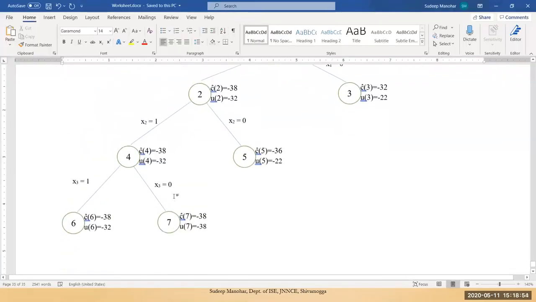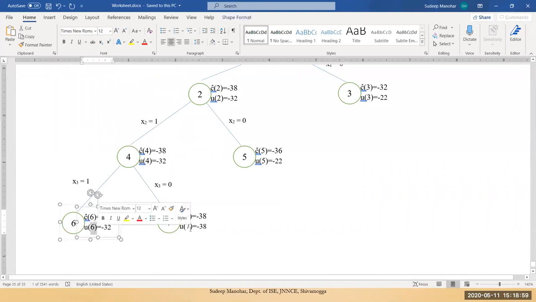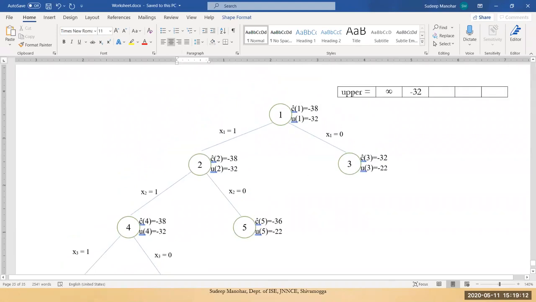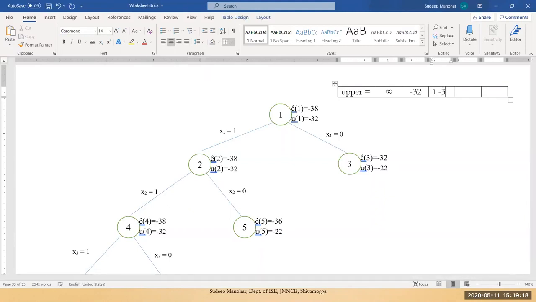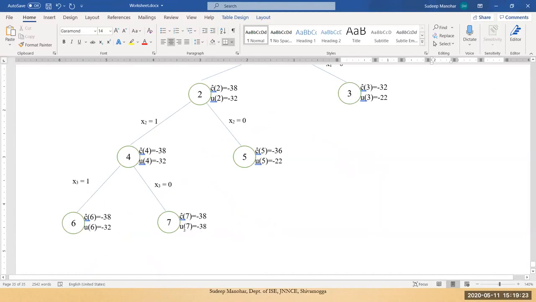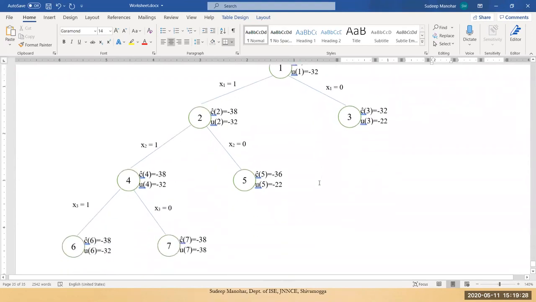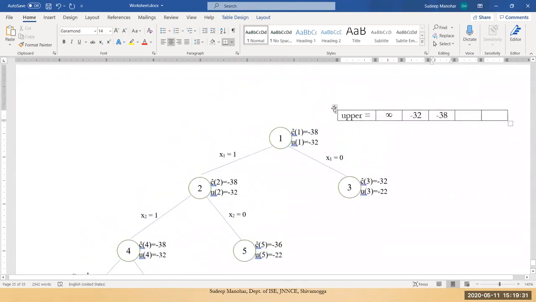Next, what is the next step? So once you have done with both the children, compare the value of u, which is minimum. Minus 38 is minimum. Now, whether u of 7 is lesser than upper. Yes, it is lesser. Since it is lesser, you have to update this with minus 38. Therefore, you are supposed to update this. Next, I'll bring this down.